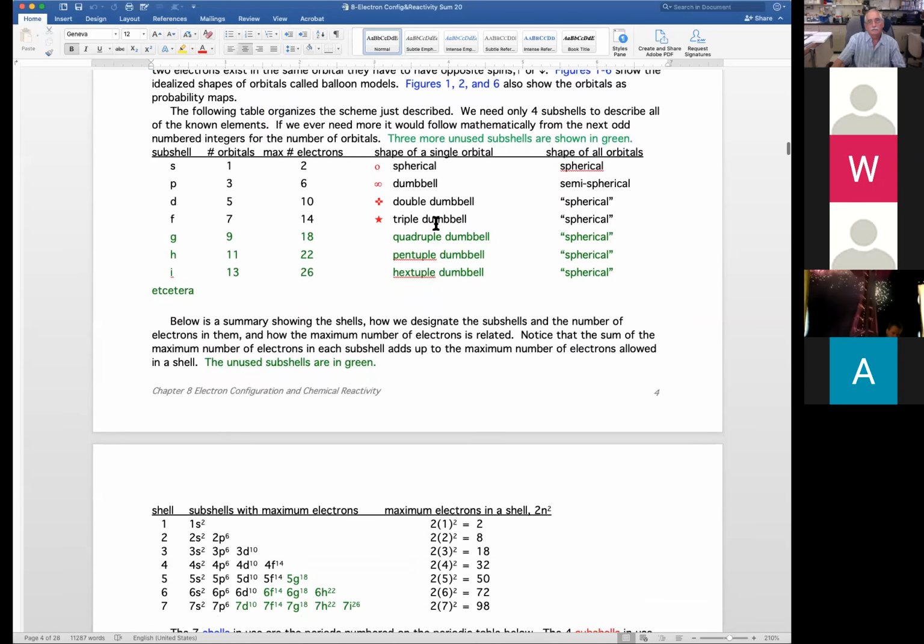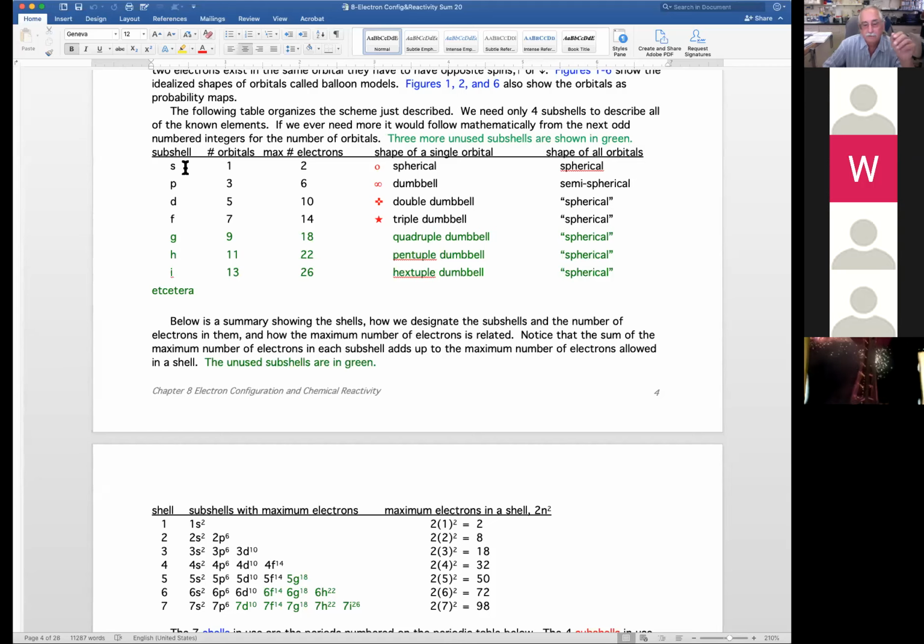So that's all mathematical. But only a small part of that was applicable because we don't have that many elements. So it turns out we need to use only 4 subshells. And in a few minutes, you'll see how those are organized on the periodic table. And what's not really mathematical is the designations that they gave to the subshells. That has to do with something that they were working on but didn't turn out to be very important.